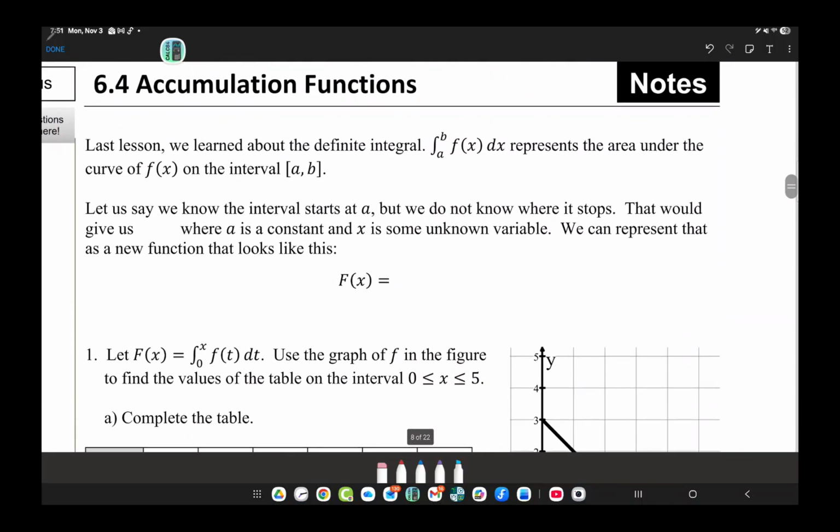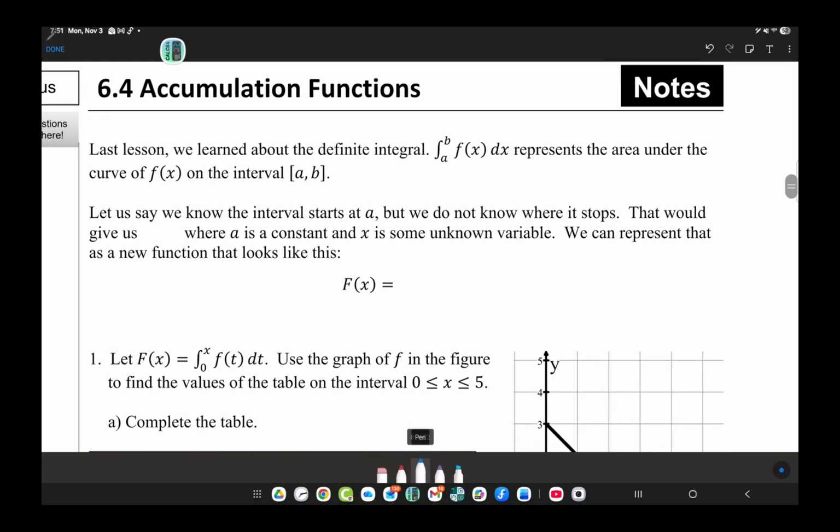Now, this is accumulation function, but we are also going to talk about the fundamental theorem of calculus, part 2. Okay. So we'll get to that. So last lesson, which was just a moment ago, we learned that the definite integral from a to b of f(x) dx represents the area under the curve on the interval from a to b. So let's say that we know the interval starts at a, but we do not know where it ends. That would give us an interval of a to x.